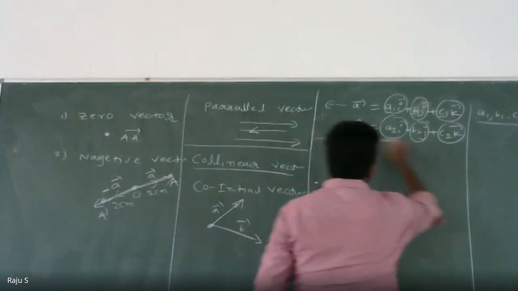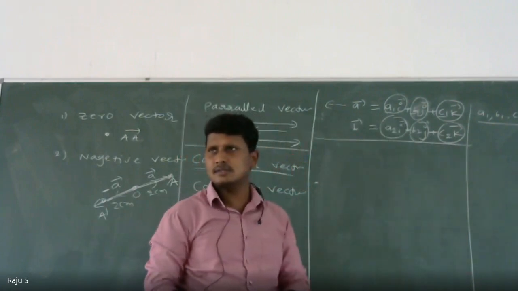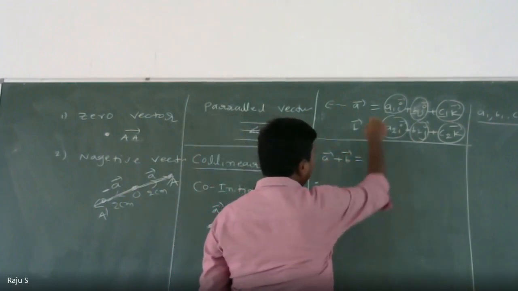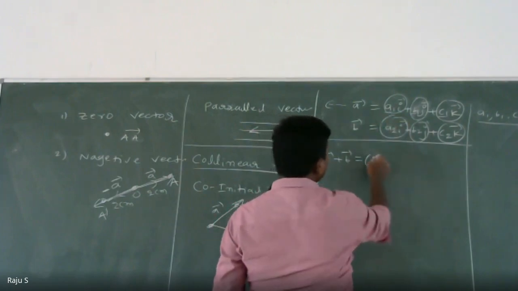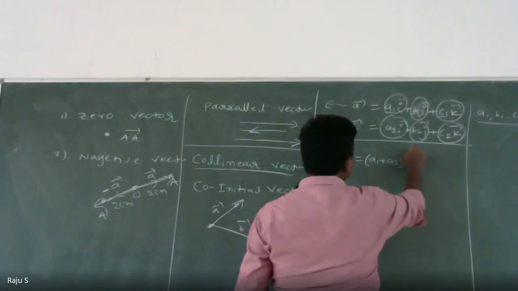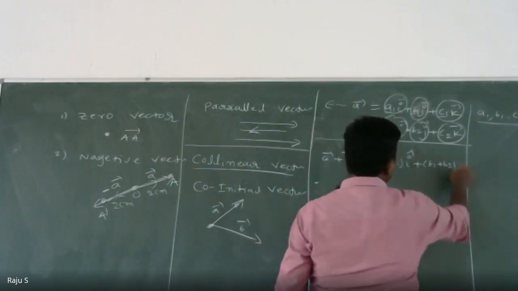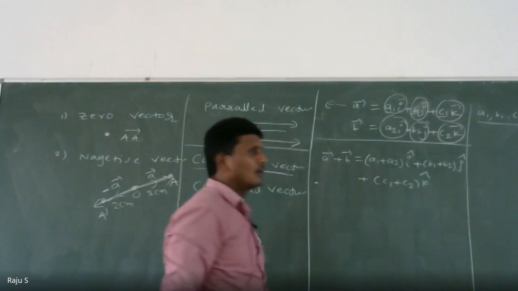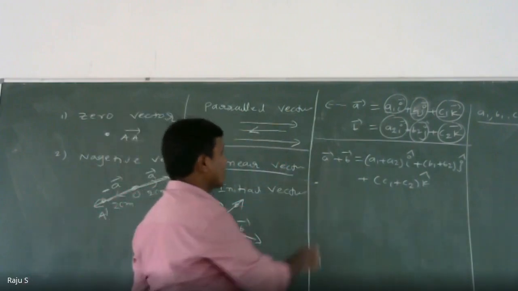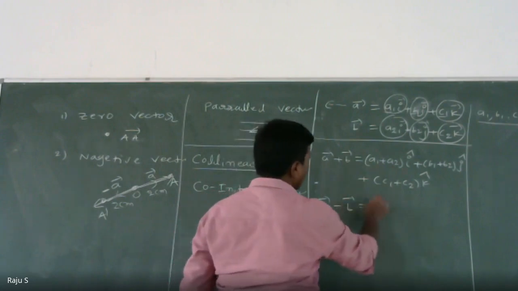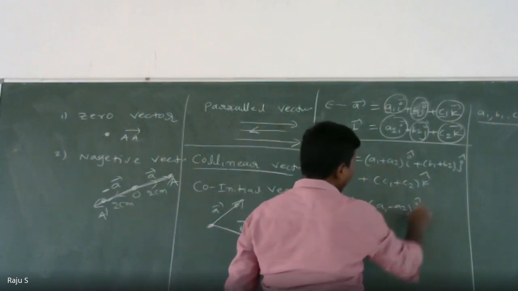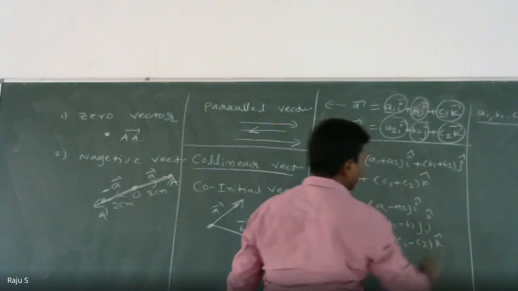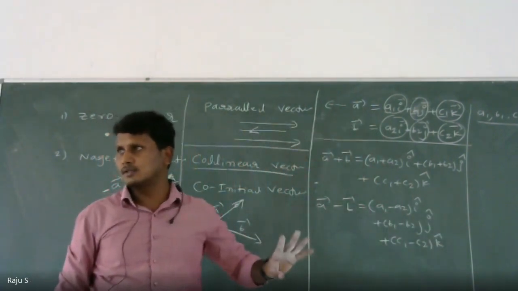Second one: when they have given two vectors, addition means, what about A vector plus B vector? Sum of the vectors: A1 plus A2 into I cap, plus B1 plus B2 into J cap, and C1 plus C2 into K cap. Got it? This is the sum of the two vectors, and the difference also. What is A vector minus B vector? Same: A1 minus A2 I cap plus B1 minus B2 J cap plus C1 minus C2 K cap. Like that, we find the difference between two vectors.